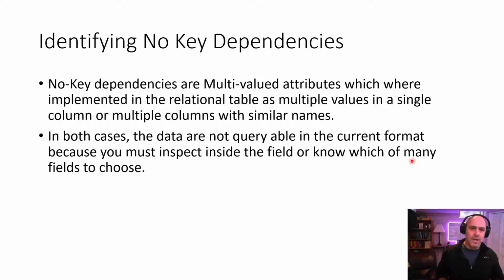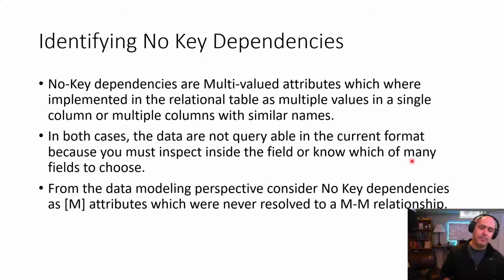So it's impossible to answer basic questions when you have several atomic values in a single field. Not without using some technique like using unpivot or string split or something like that. So again, from that data modeling perspective, this is the equivalent of a multi-valued attribute that was just kind of left for dead and never addressed.